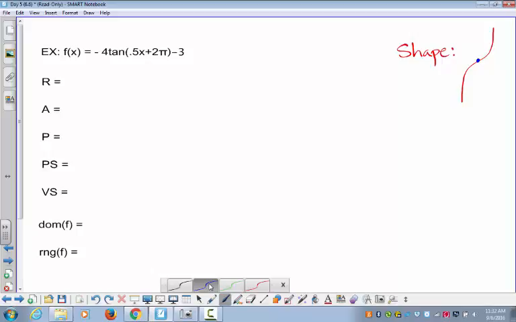Factor first, get that half factored out. Graph second. Almost done with our first chapter.